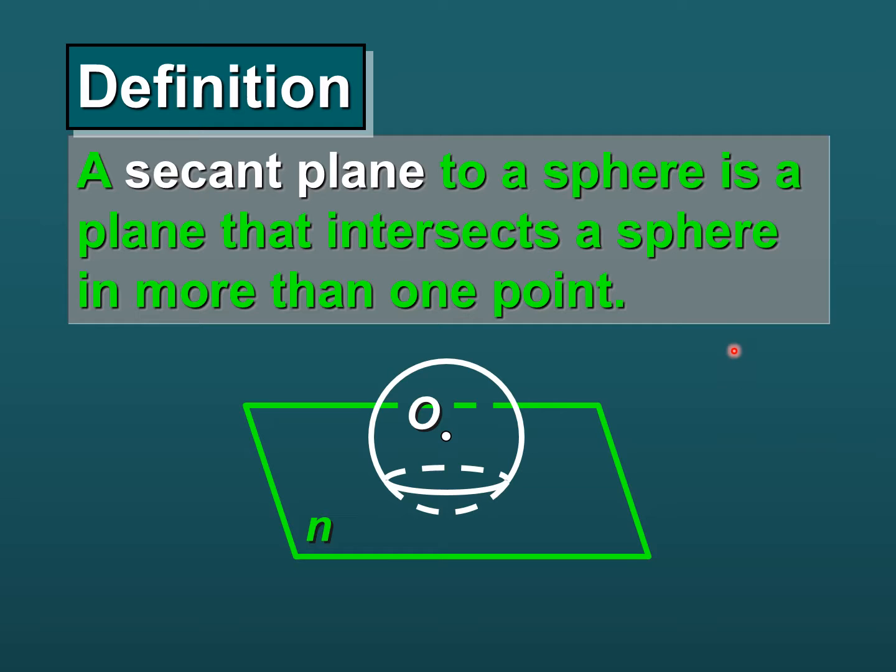So the plane is intersecting that sphere. It's going through that sphere. So think of it like a basketball and cutting through that basketball. That cut would be the plane.